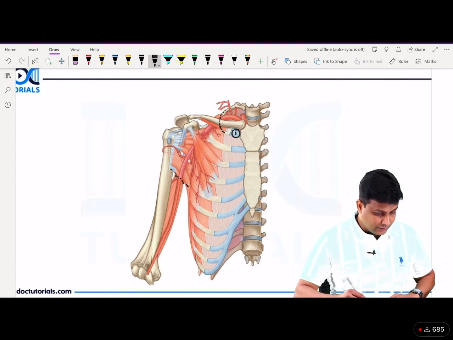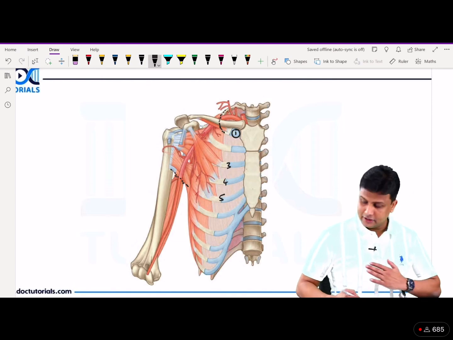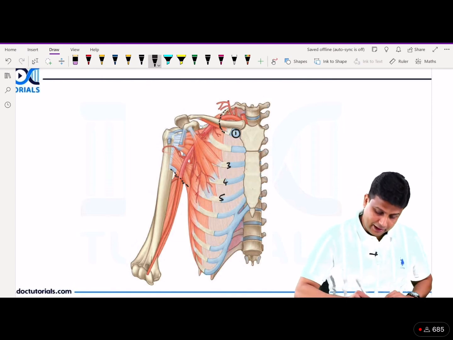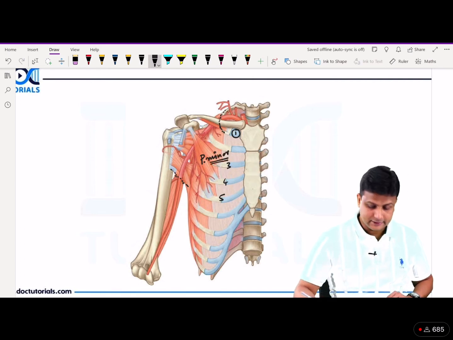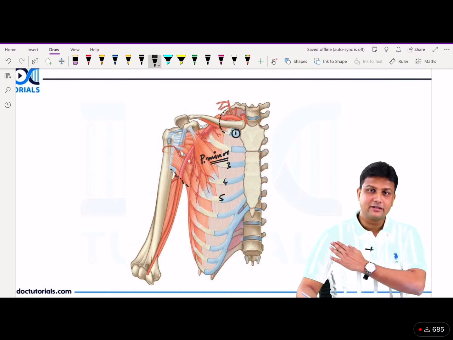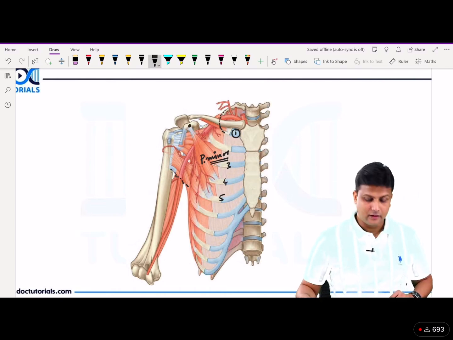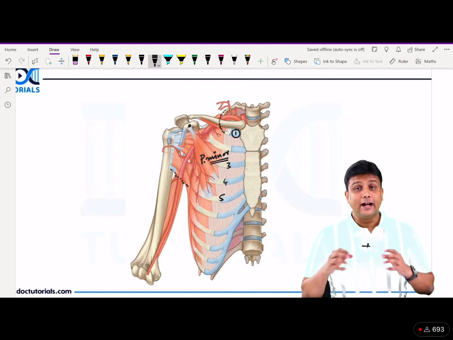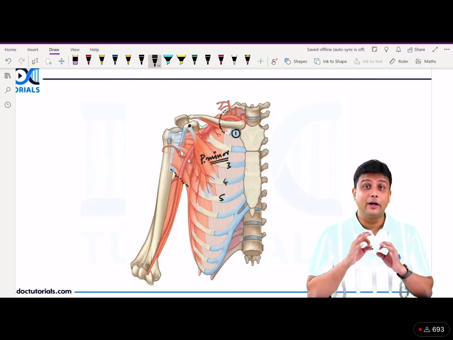Yes. After that, my dear friends, look here. This is rib number 3, rib number 4, and rib number 5. From here a muscle begins, and that will be the pectoralis minor muscle. Pectoralis minor muscle, guys, will get inserted onto the coracoid process. Because of that pectoralis minor muscle, the entire axillary artery will be divided into 3 parts.